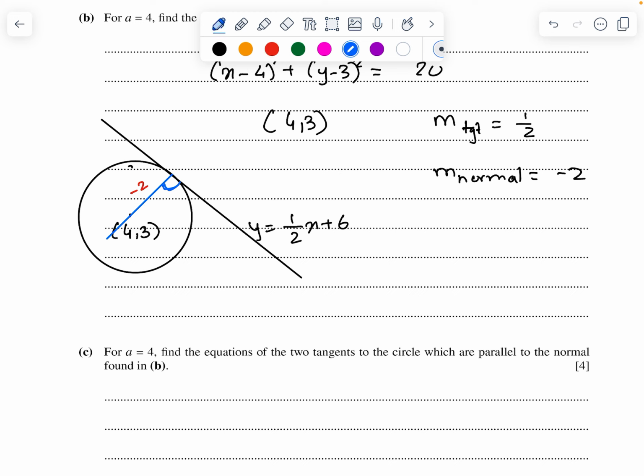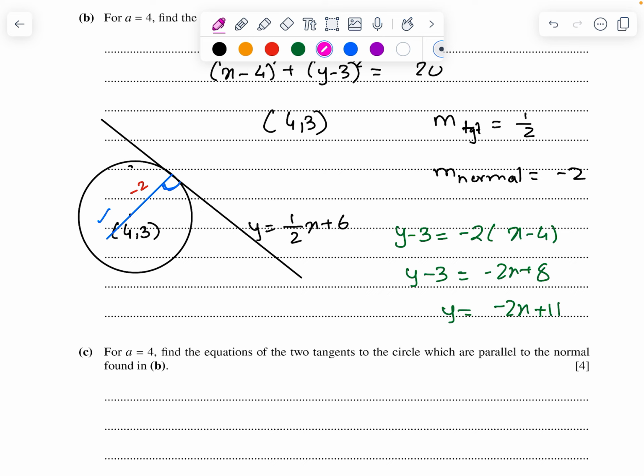So it is passing through (4, 3) and having gradient negative 2. So what am I going to do? y minus y1 equals m times (x minus x1), with m = negative 2. So y minus 3 equals negative 2x plus 8, so y equals negative 2x plus 11. That's going to be the answer.